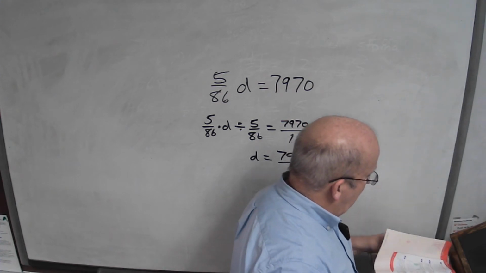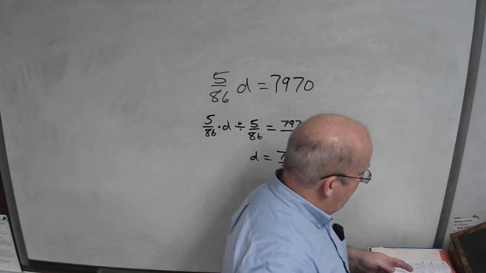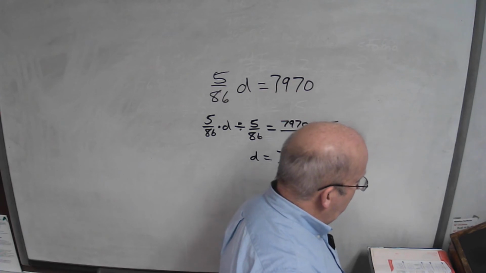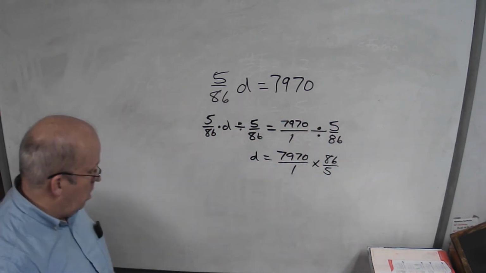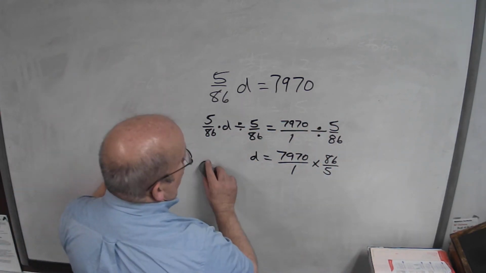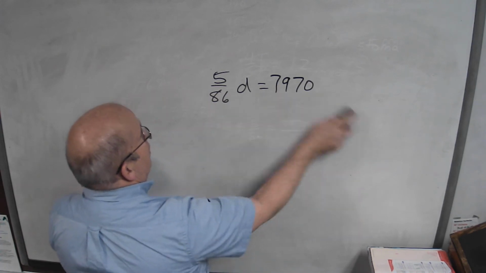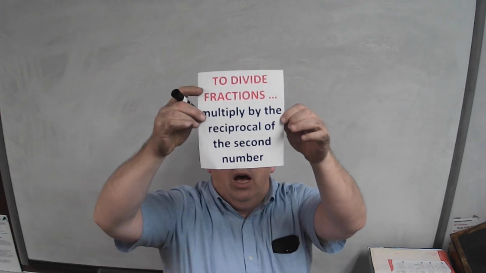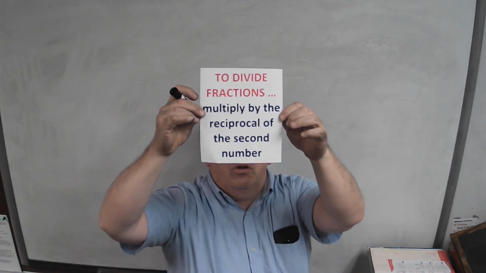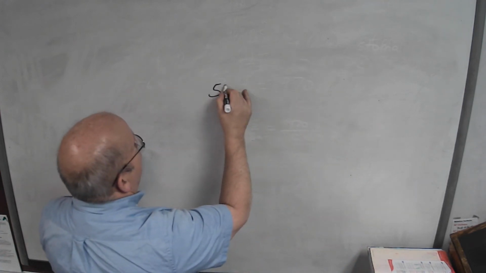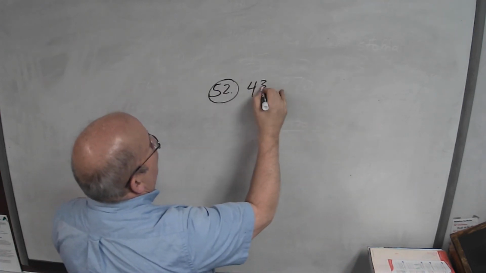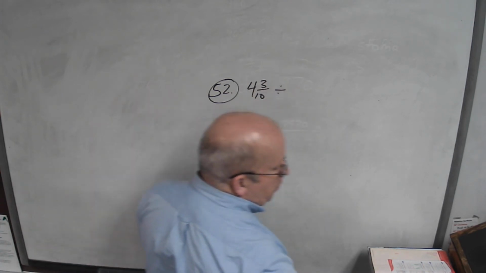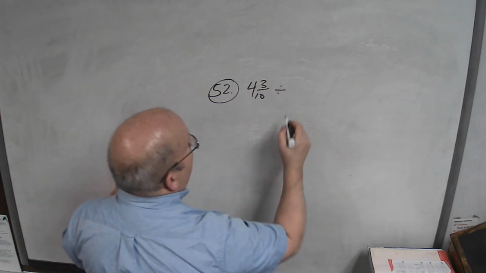Okay, I'm going to turn the page, and I'm going to look at 45 through 53. Uh-oh, all sorts of fraction problems where they're dividing. Shouldn't be a big deal by now. We've got that rule, right? To divide, we multiply by the reciprocal of the second number. I'm going to do number 52. I'm doing number 52 right now. 4 3/10 divided by 2 1/5.